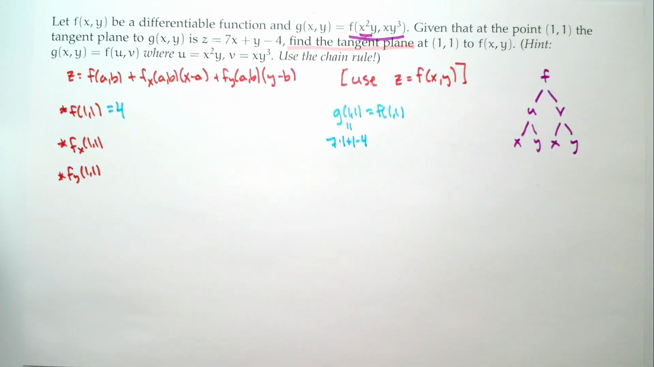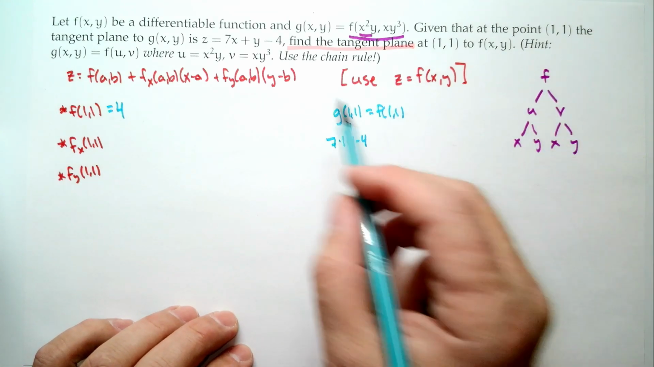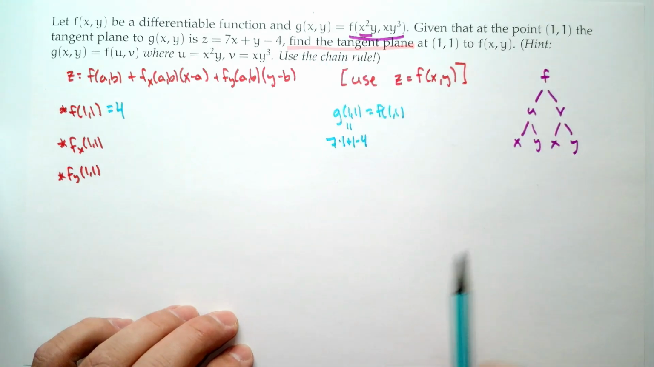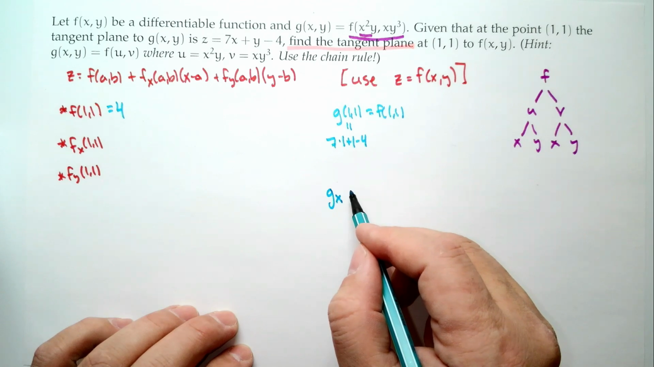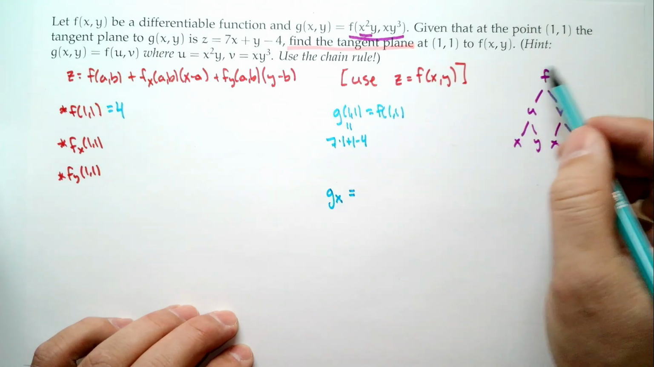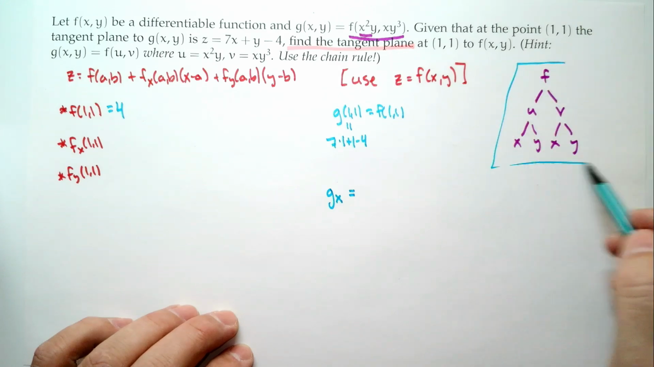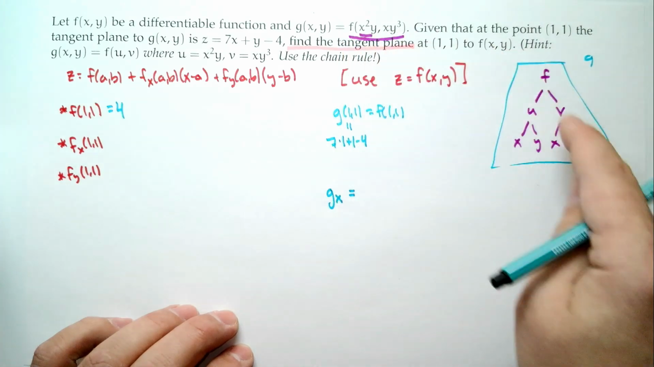Now, how do we do the partial derivatives? Here's where we go through and rely on the trees, the chain rule. Suppose I want to find g sub x. What would that be? Well, remember this is g over here, because g is equal to f of x squared y, x y cubed.